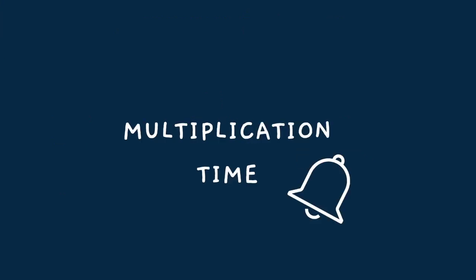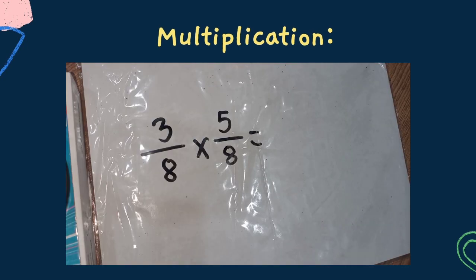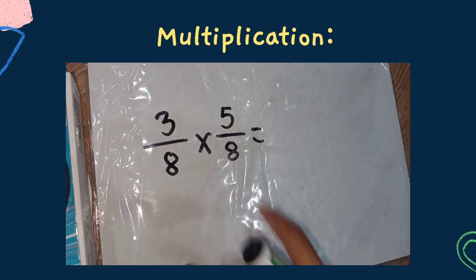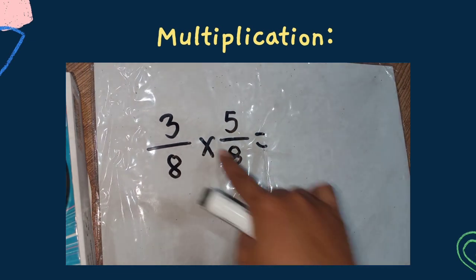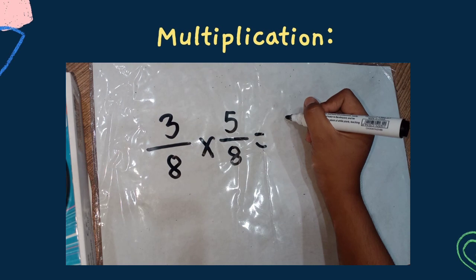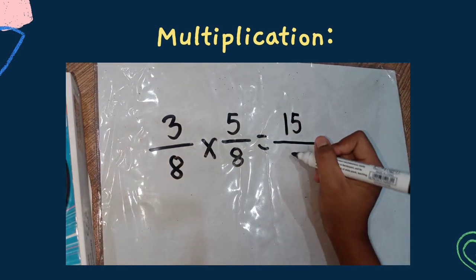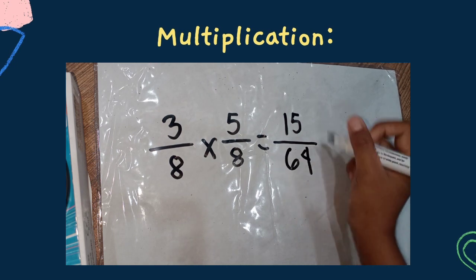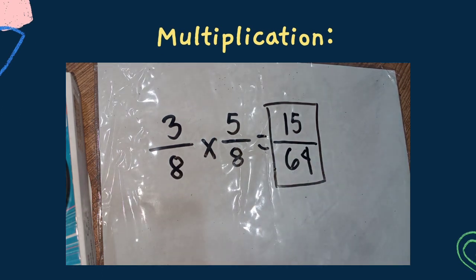Okay, let's get started with the real lesson. First, multiplication time. Let's solve this: 3 over 8 times 5 over 8. It's easy, you just have to multiply the numerator to the numerator and the denominator to the denominator. 3 times 5 is equal to 15 and 8 times 8 is equal to 64. Think if there is a simpler form than that, or the lowest term. That's the lowest term, so that's the final answer.